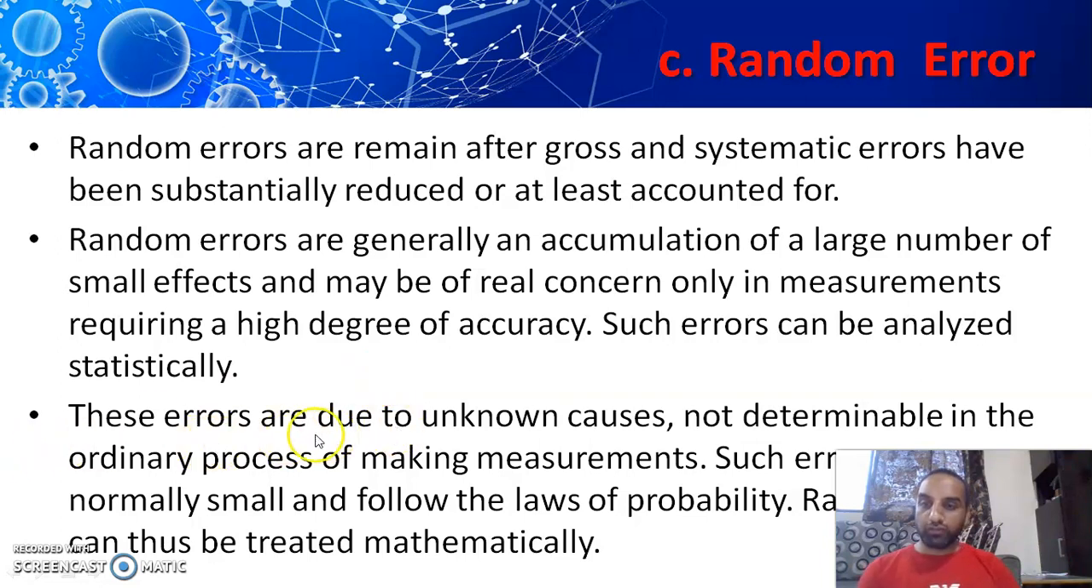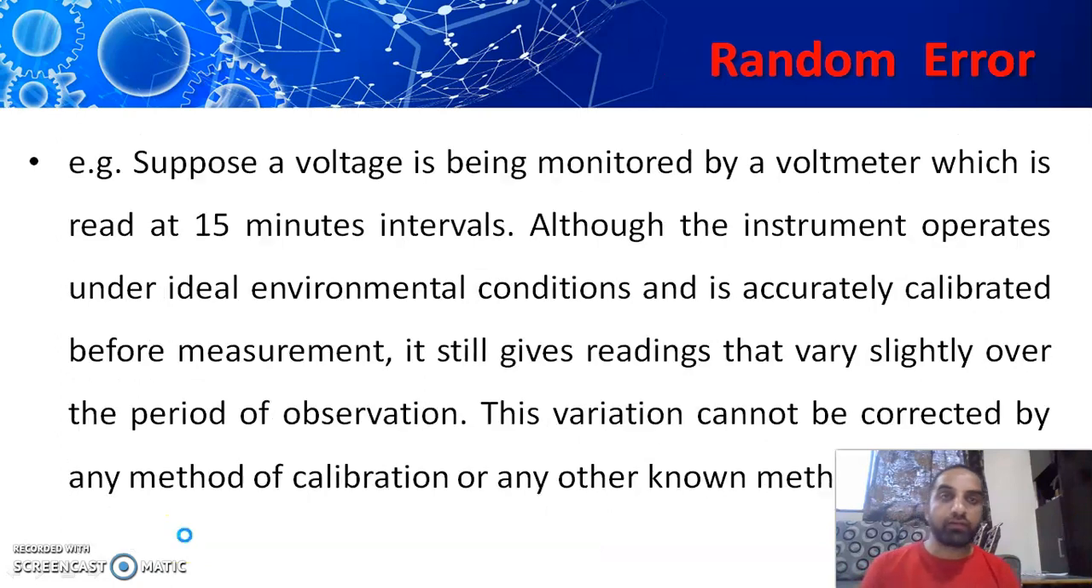There is no way we can say what the cause is; the errors are due to an unknown cause. We are not sure about the cause due to which we are getting such errors, so they are not determinable in the ordinary process of making the measurement. Such errors are normally small, and they follow the laws of probability. So these errors can thus be treated mathematically.